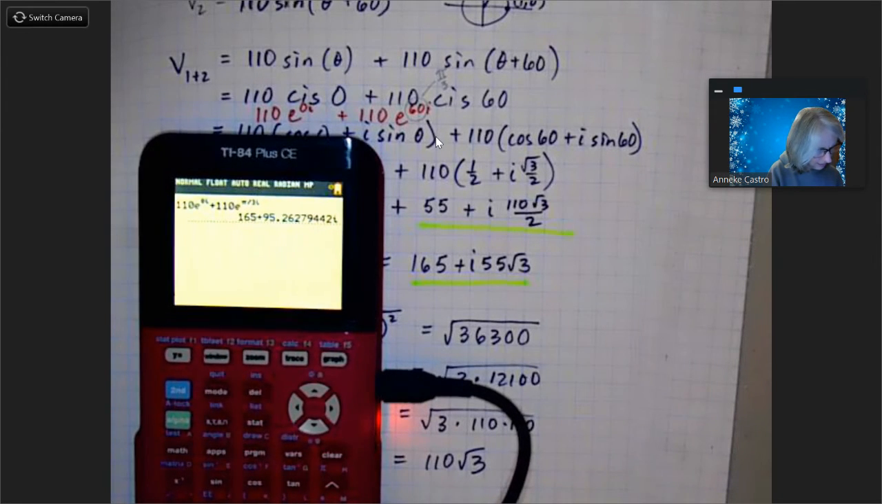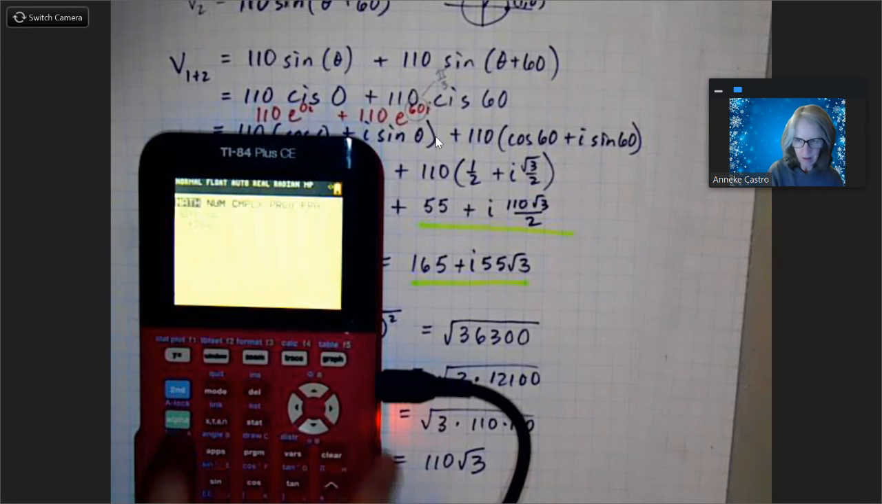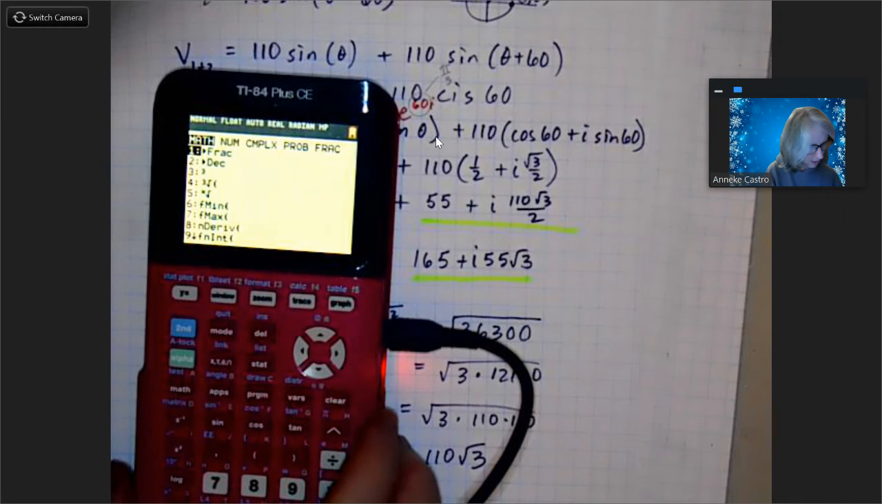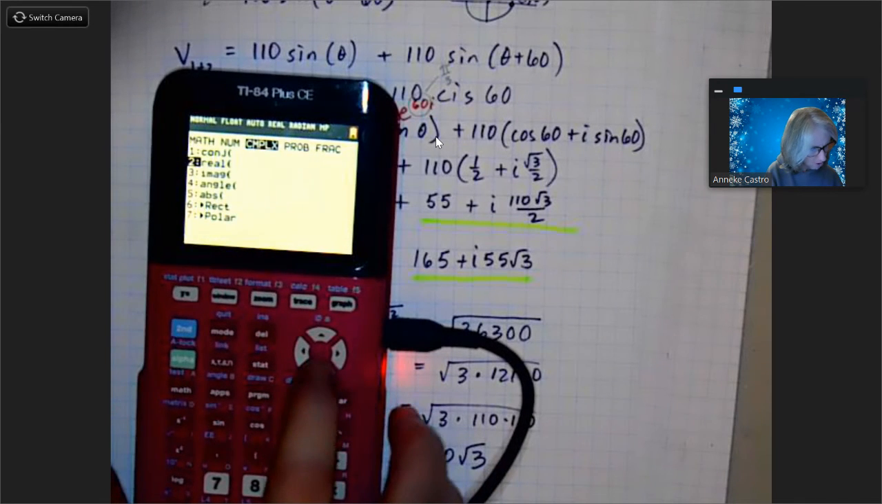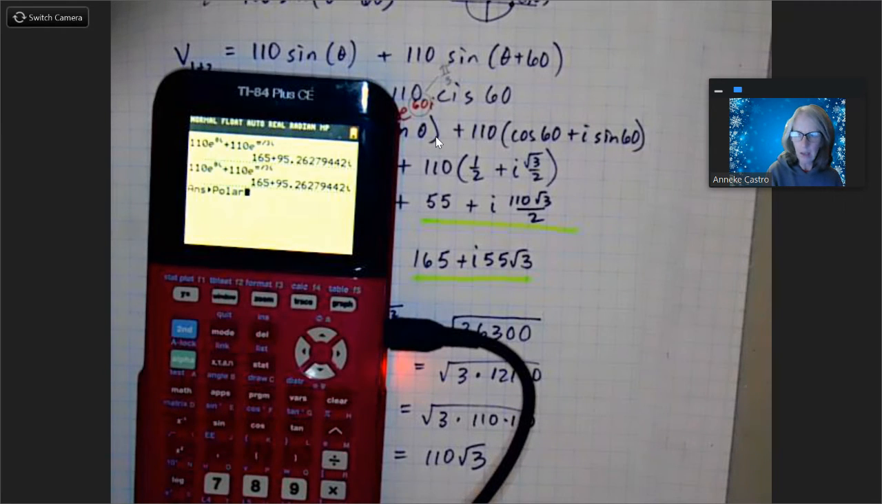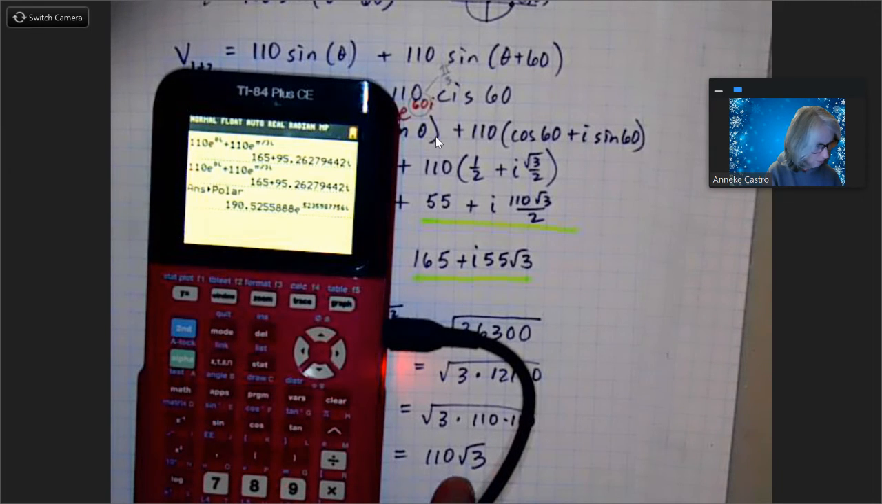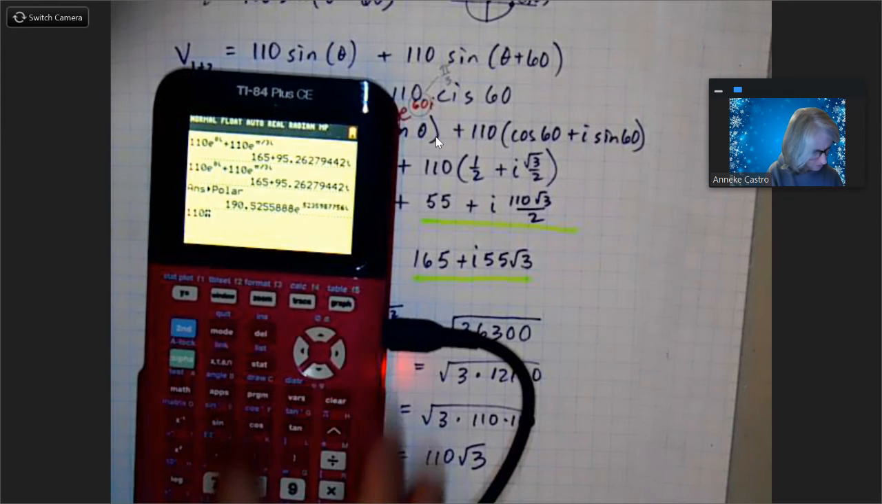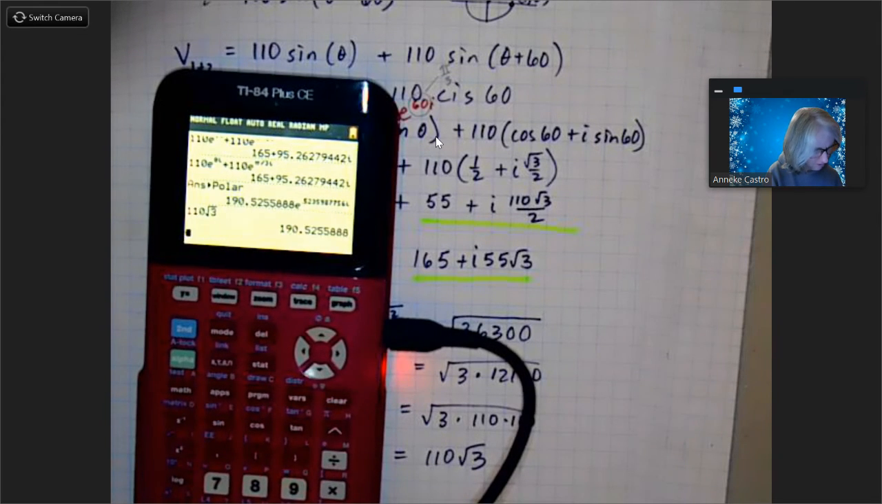So I'm going to take that answer. Oops, there it is again. And I'm going to hit math, go over to complex and then down to polar. And when it changes it to polar form, it gives me the magnitude in front. And it says 190. What? I had 110 root 3. But guess what? 110 times the square root of 3 equals 190.